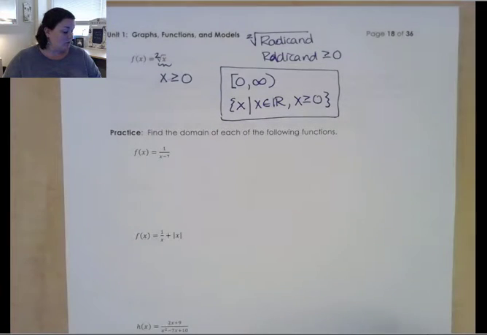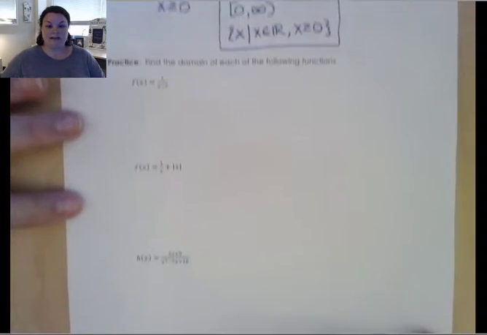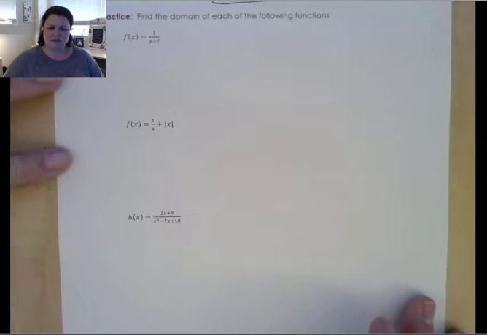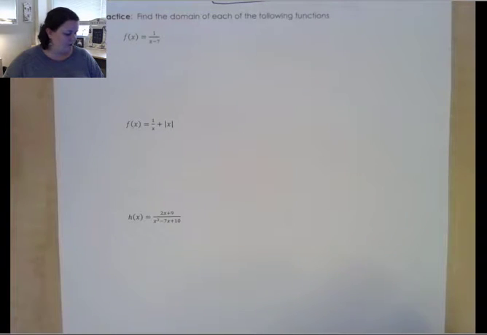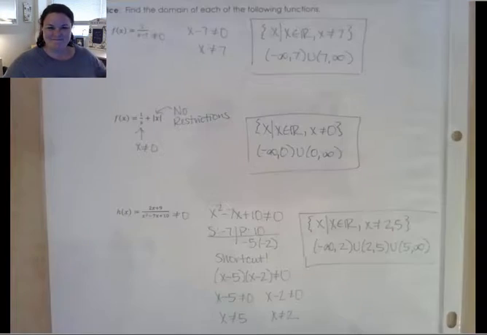All right, so there are 3 for y'all to try. So go ahead and pause the video and figure out what the domain is. Make sure you write the domain both in interval notation and set notation. And then when you're ready to check yourself, go ahead and unpause or play the video and we'll see how you did, okay?